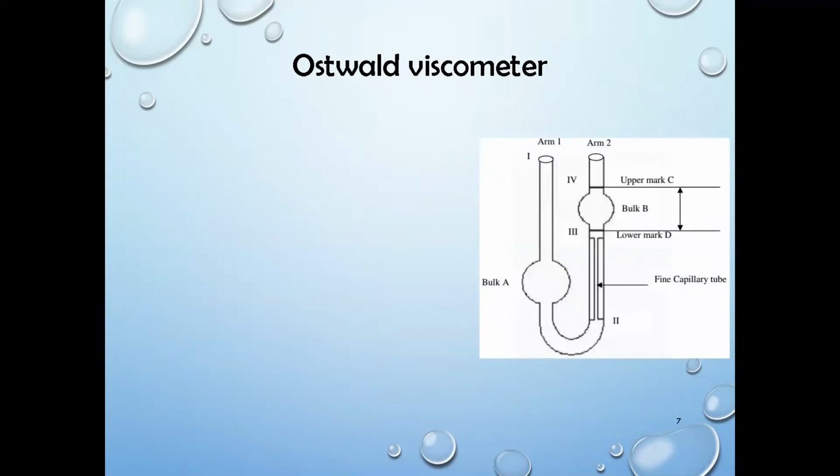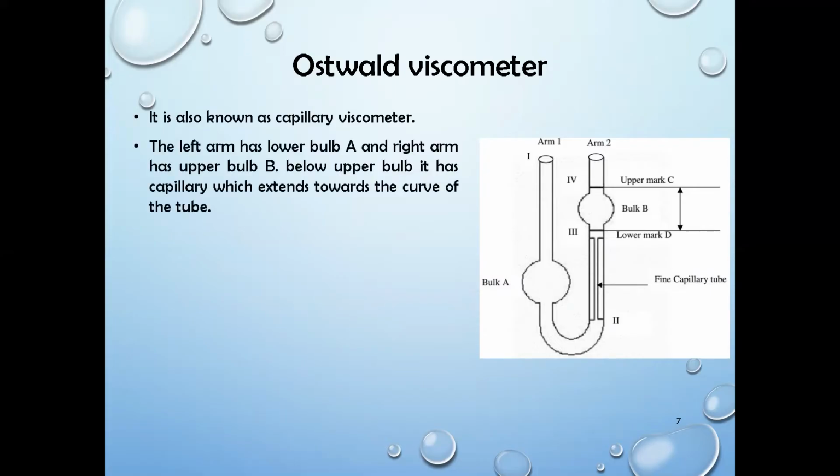So what is Ostwald viscometer? Here you can see the diagram of Ostwald viscometer. It is also known as capillary viscometer. Here you can see the left arm has a lower bulb A, and the right arm has upper bulb B. Below this upper bulb, it has a capillary which extends towards the curve of the tube. There are two markings C and D above this right bulb B.